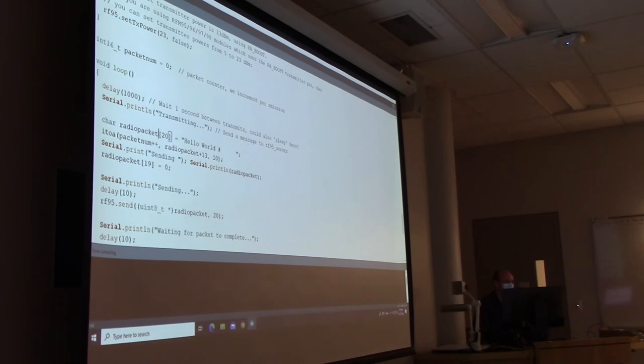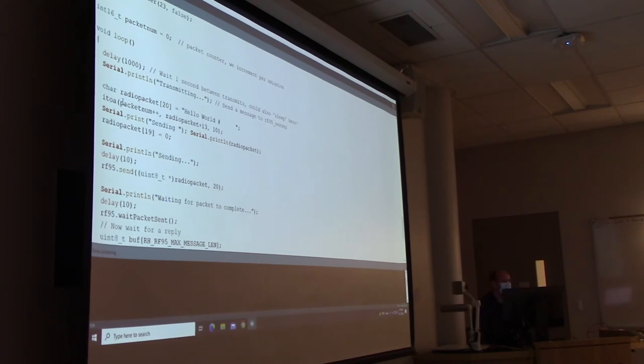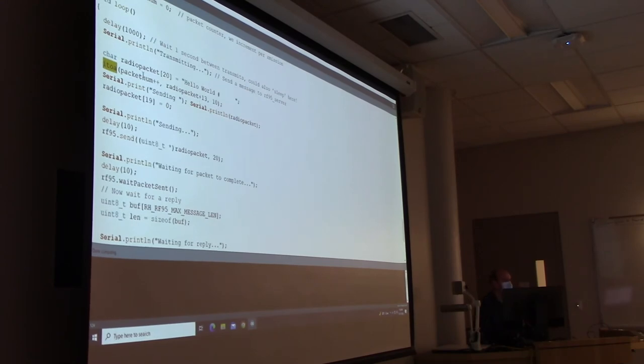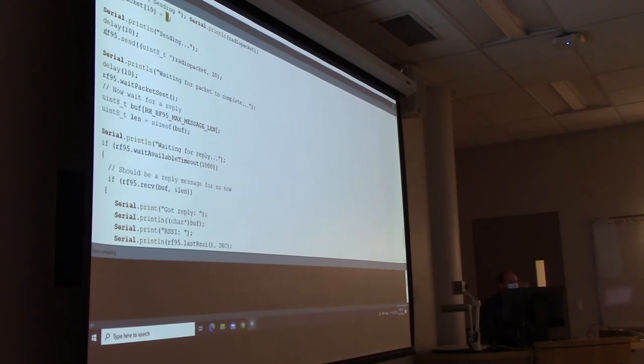This is just a character array. Generate a character array. In this case, it's got a string. This is the integer to character string function in C. You append the packet number, which is a variable that you're accumulating, to this character string at character position 10. Then it looks like you set the last bit to 0, because if it's a character string, it's supposed to end with a null terminator, which is the same as a 0. And then this is all it does, rf95.send. It sends the radio packet and the length of the transmission, and it just sends it. That's all it takes to send a packet.